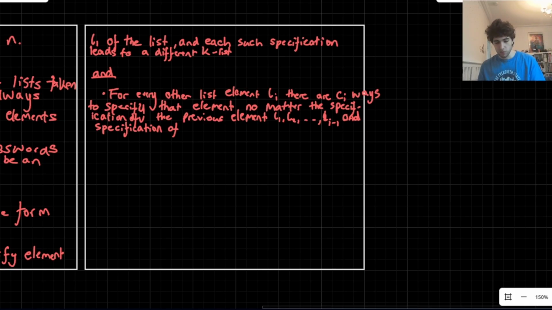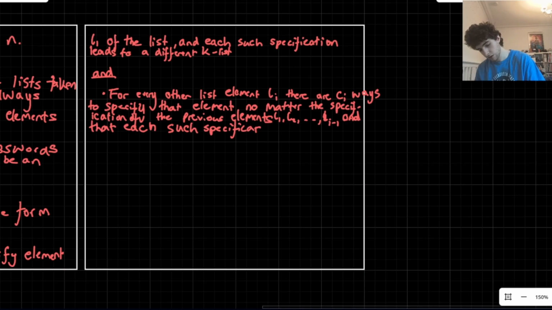So yeah, that's why it's also important that for each other list element Li, there are Ci ways to specify that element, no matter the specification of the previous elements, and that each such specification of Li leads to a different k-list. Why is my spelling so bad? I hope I haven't been doing that the whole video.